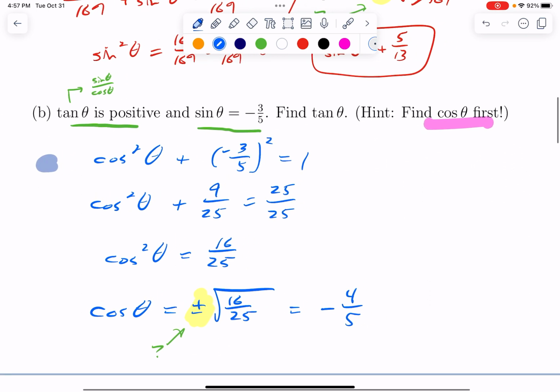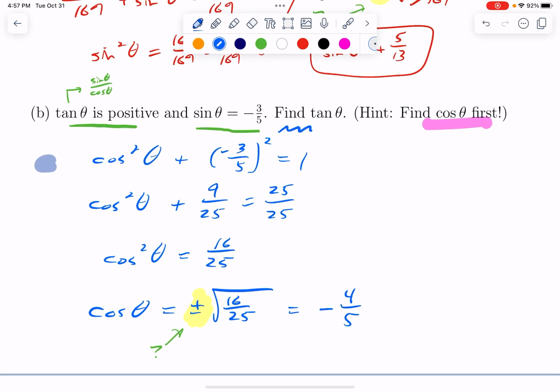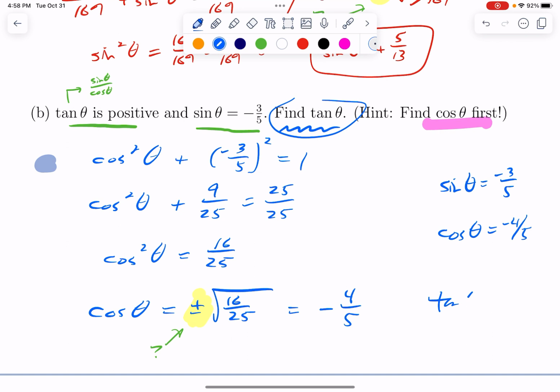Now, let's remember, we're not done with this problem. The instruction was to find tangent of theta. So we know sine of theta is negative 3/5. Cosine of theta is negative 4/5. So when I divide, I get negative 3/5 over negative 4/5. The 5's cancel, the negatives cancel, and our answer is 3/4.